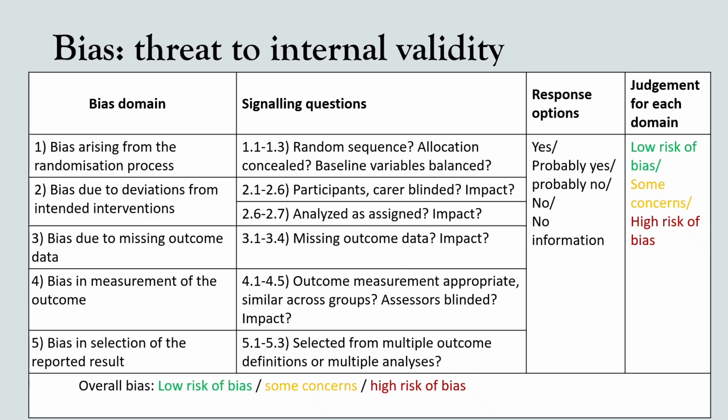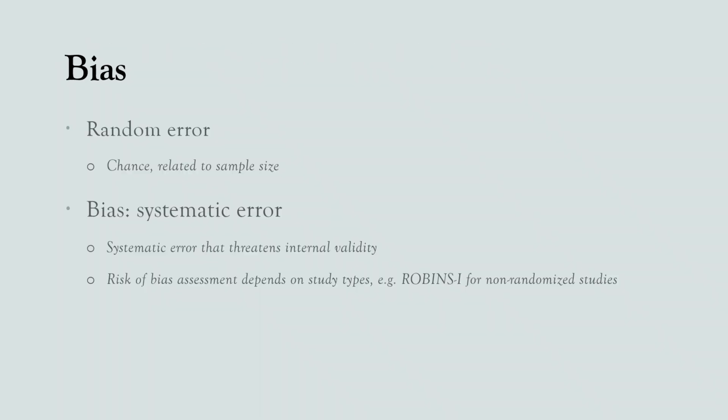So, in this video, we talked about random error. Random error happens by chance and is closely related to sample size. Smaller sample size studies usually have more random variation. And then we talked about bias, which is a form of systematic error. Unlike random error, bias consistently pushes the results away from the true effect, and this threatens a study's internal validity.